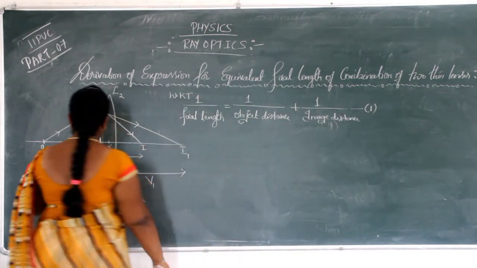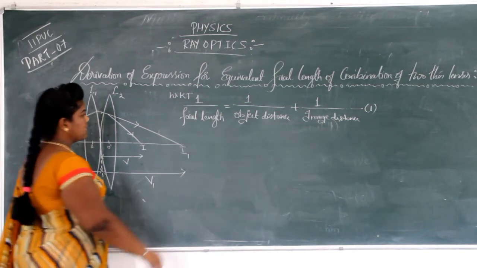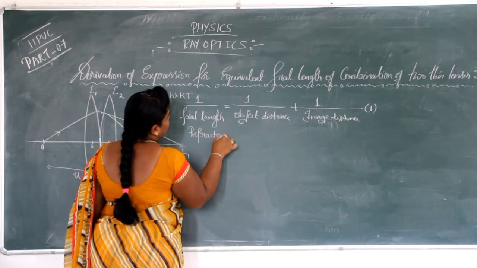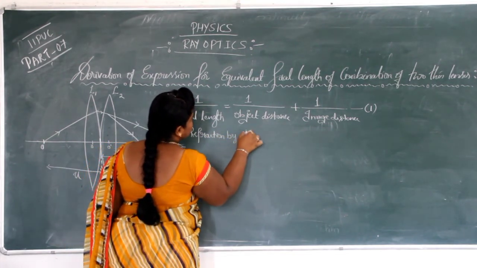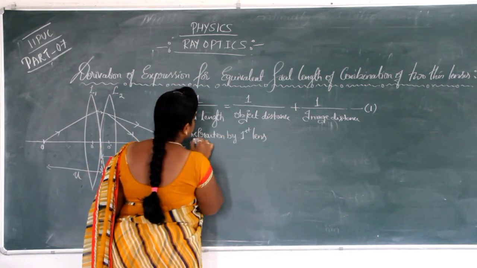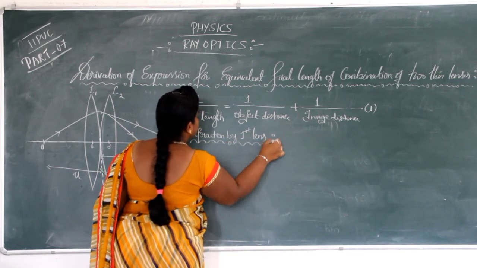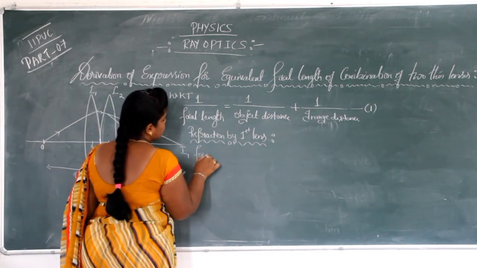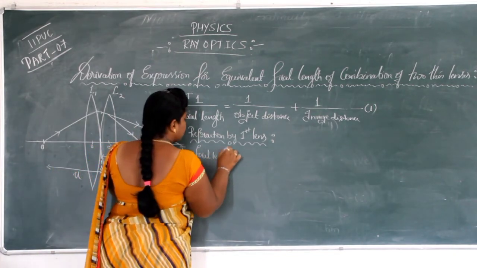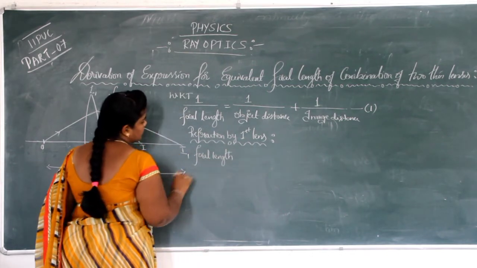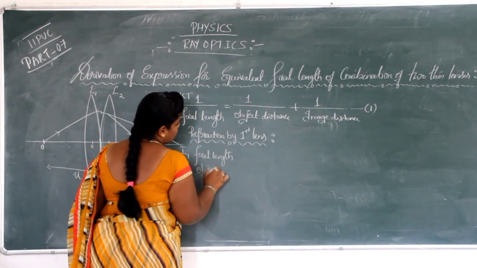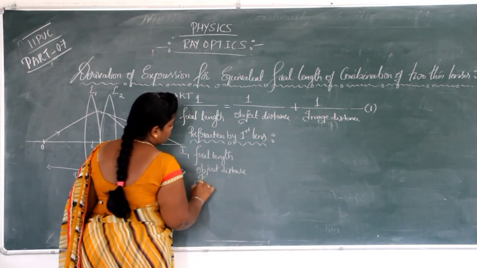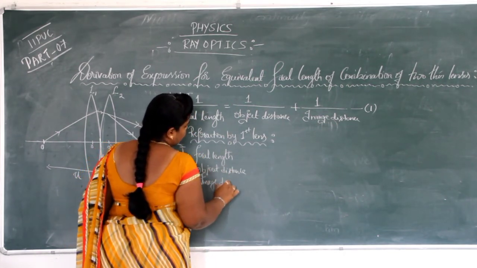Right. Now let us consider the refraction through the first lens. I am just moving on to refraction through the first lens. Right. What will we get now? See, for the first lens I have to write the focal length as well as the object distance, and also I want to write the image distance.